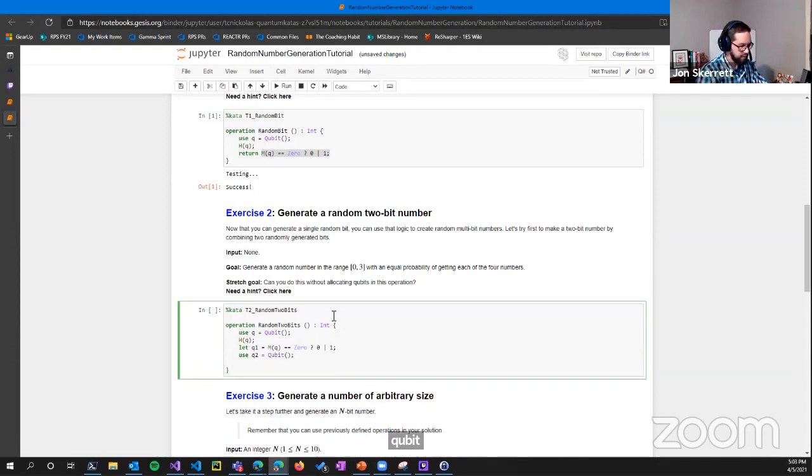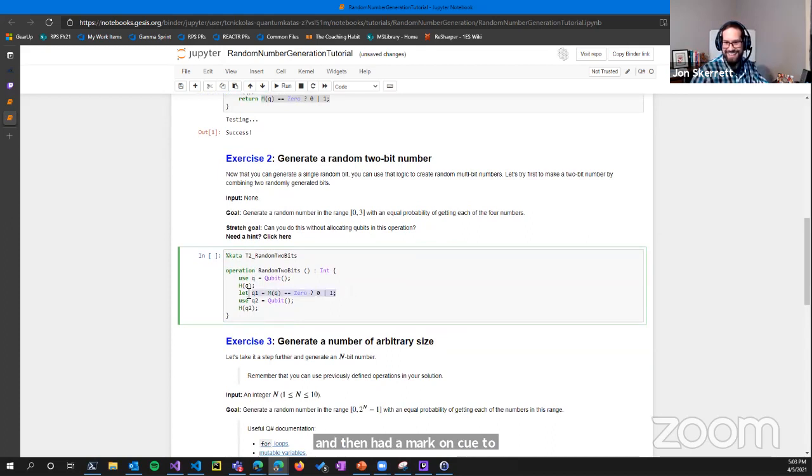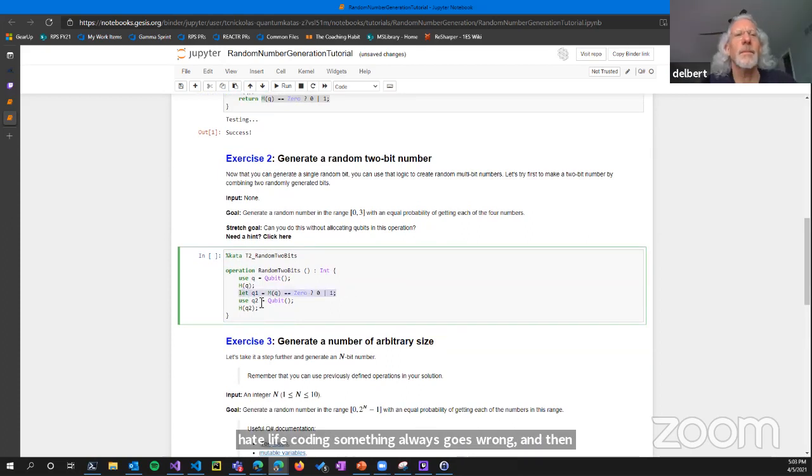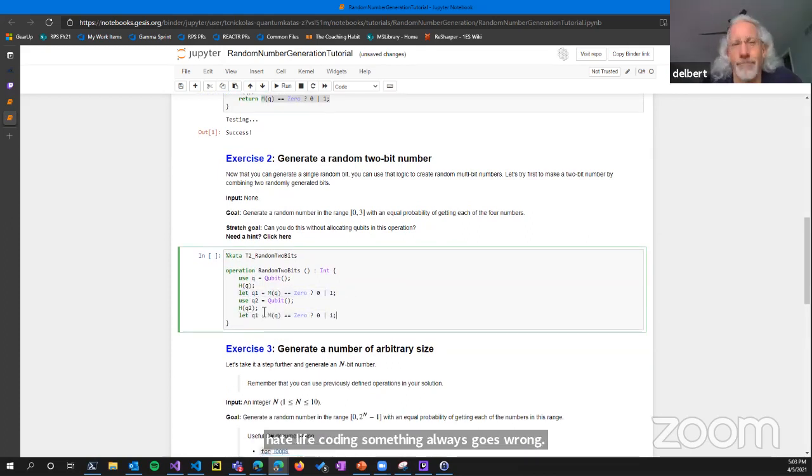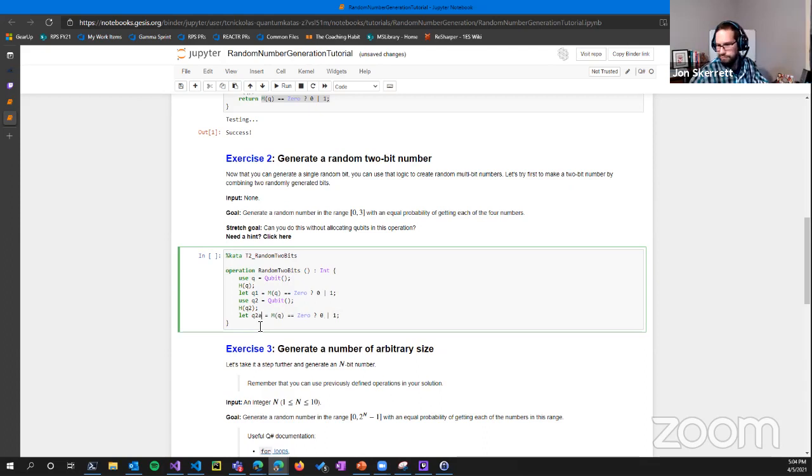And then Hadamard on Q2. I hate live coding. Something always goes wrong. And then Murphy's Law. Right. Murphy's Law. And we're going to say let Q2A, I don't know, equal that.